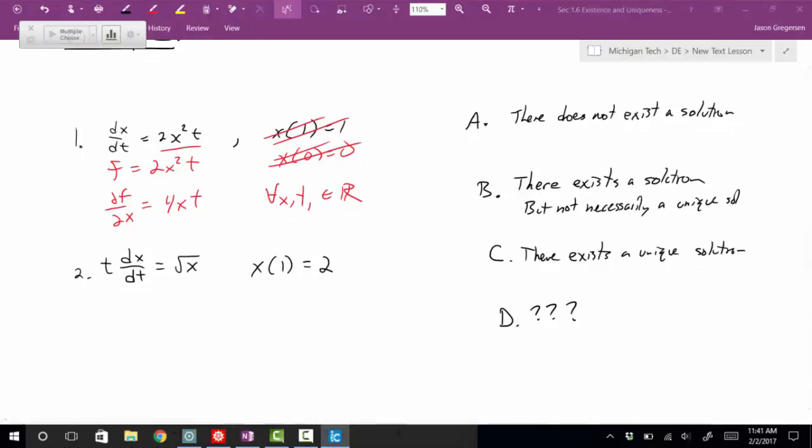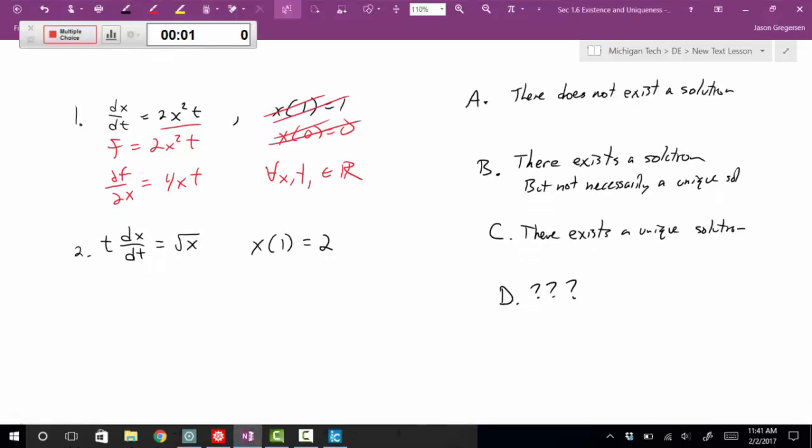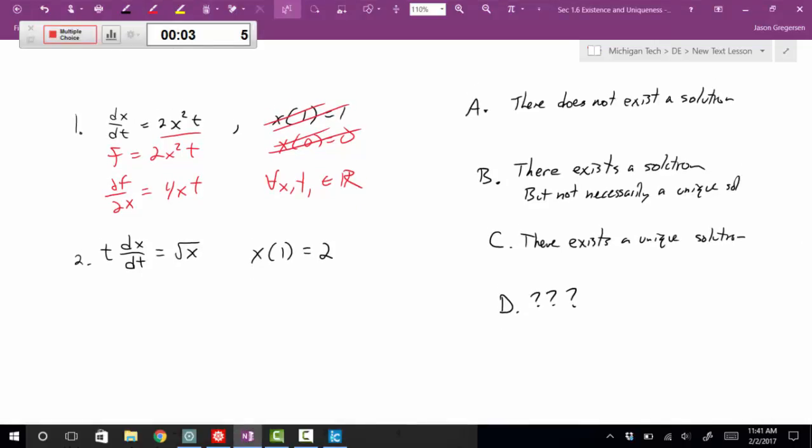All right, let's look at the next one. And the next one. Once again, you got to think about your form now, right? Our form was dx/dt equals some function. Does there exist a unique solution to this initial value problem? Which letter best describes?